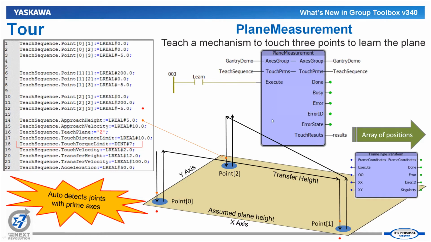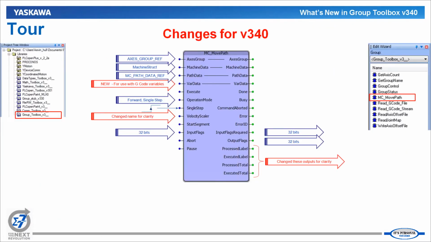Once the entire sequence has completed, it will output the touch results as an array of z-axis positions, which can then be used to set a frame offset. So we can do a frame type transform. This block exists in the math toolbox, and you can prepare the data into this block using the results, and then also use Y group set frame offset to create a part frame offset, which represents the orientation of this plane height. So let's look at some of the slight changes we made for version 3.40.